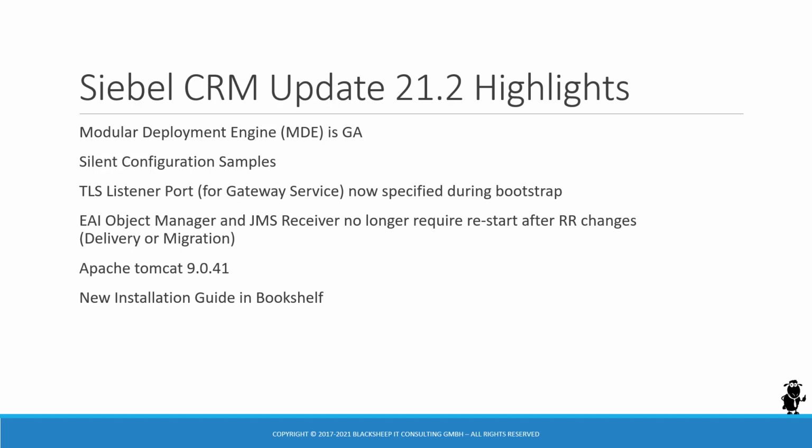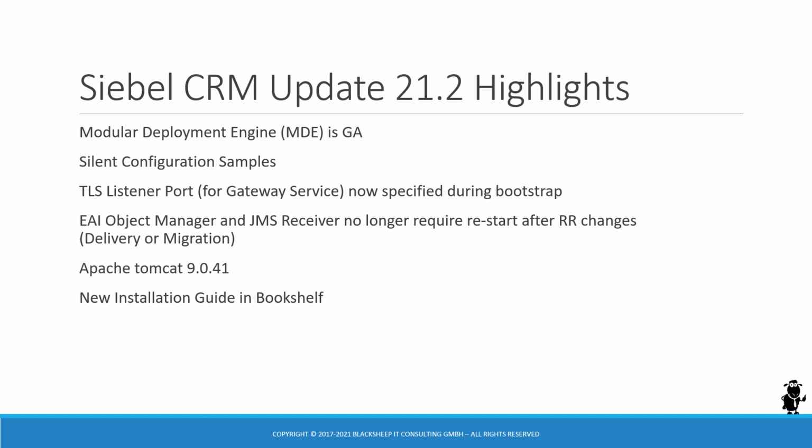And then there are a few tiny highlights which we will briefly cover. So for example, the TLS Listener Port, the port that always causes confusion, the port that the gateway service, the registry service, is listening on, is now specified during the Bootstrap for new installations. Of course, it's no longer specified during the new installation of Siebel Enterprise components.